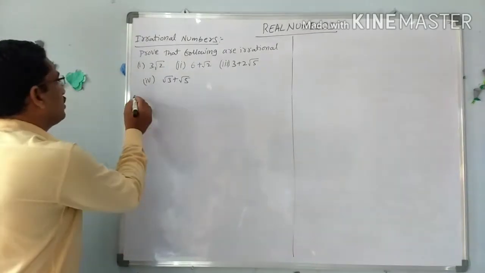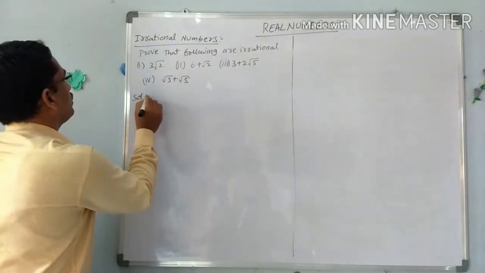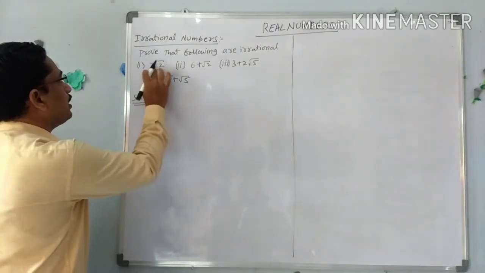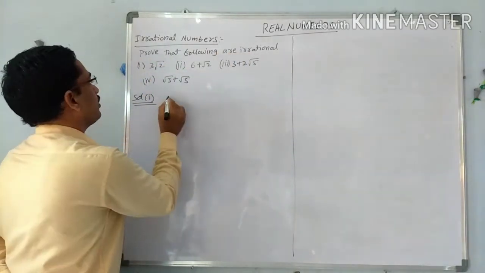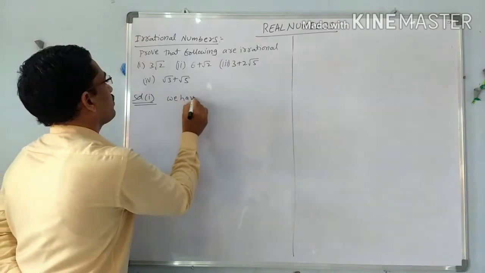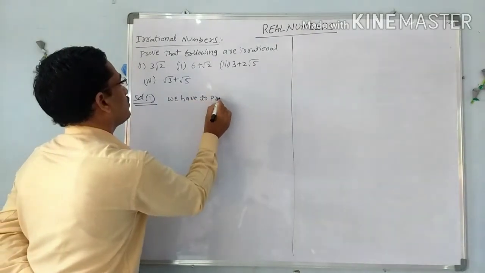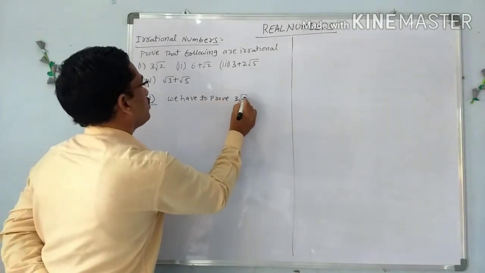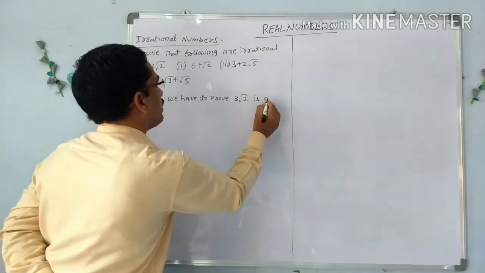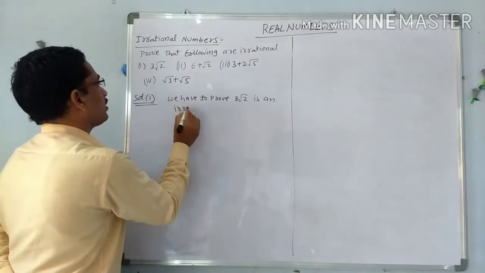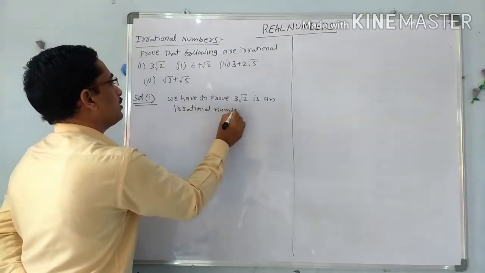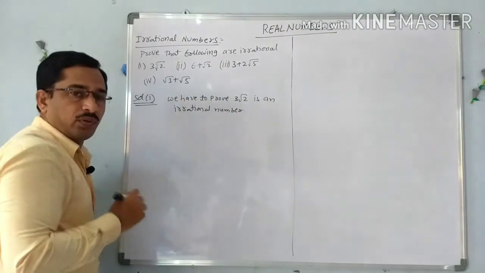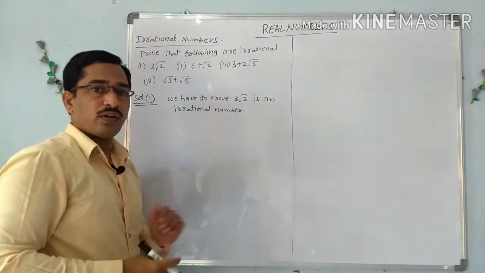Now the solution of the first one. It is given 3 root 2. We have to prove that 3 into root 2 is an irrational number. We prove this problem by proof of contradiction.